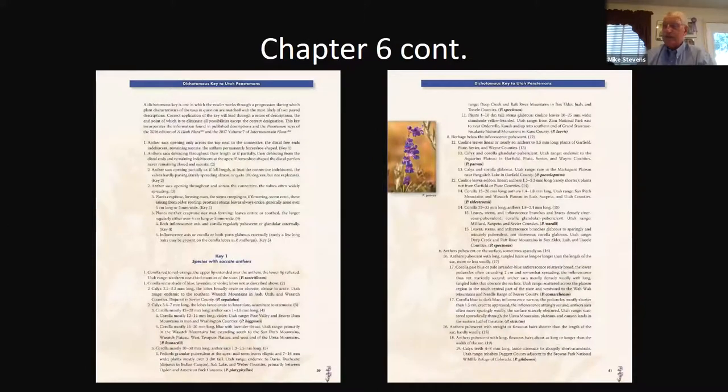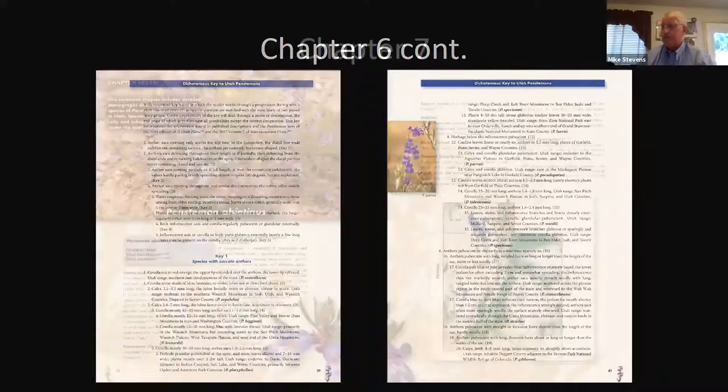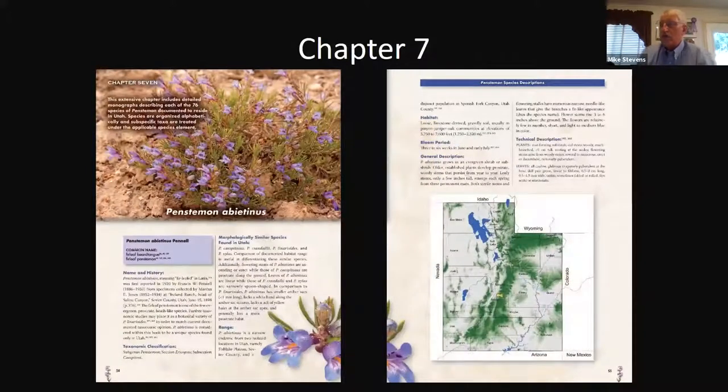The key is a typical key. We used Holmgren as our guidepost to run the key, with modifications from a couple of other authors to help us focus in only on Utah Penstemon. So chapter 7, now this is where the book really begins, because we're only into 54 pages at this point in time. And at this point, we take each species and we discuss it.